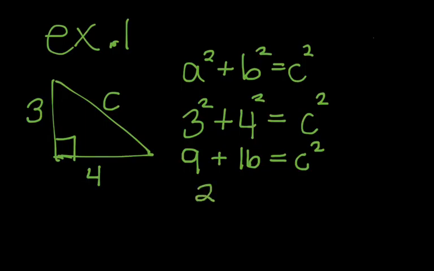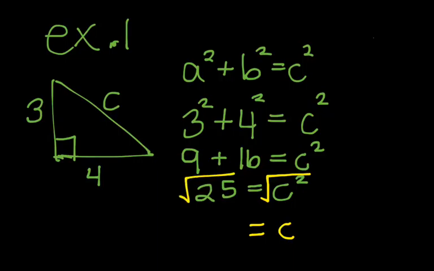And then I'm going to add these together and get 25 equals C squared. Now, I don't want to know C squared, I actually want to know C. In order to find C, I need to square root C squared. If you square root a square number, you get the number. Square root of 25 is 5.